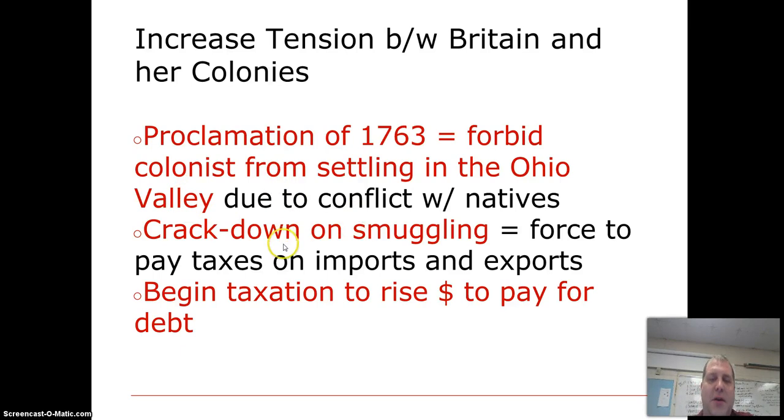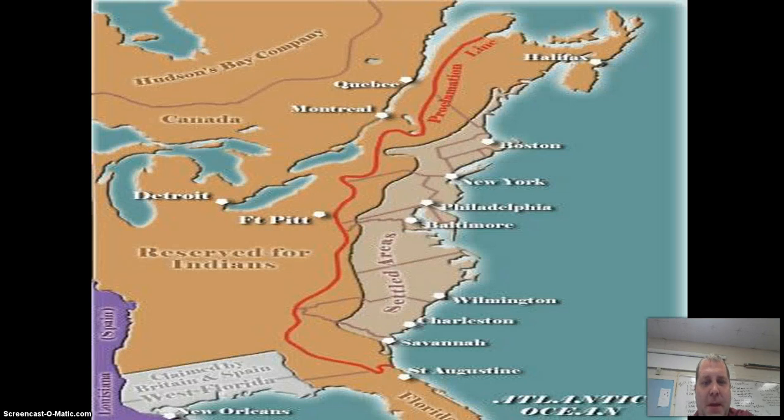There was a crackdown on smuggling, and colonists were forced to pay taxes on imports and exports. They began taxation to raise money to pay for the debt. No, not good. So you're in debt, Britain, and you're trying to charge the colonies more taxes. No bueno.